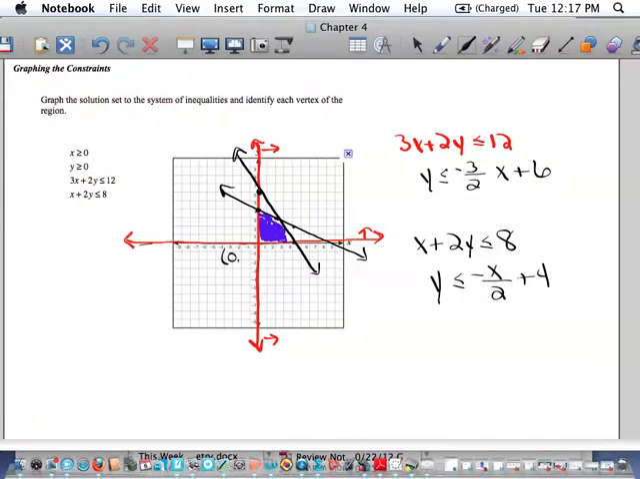I have one here at 0, 0, one at 0, 4, one at 4, 0, and then here at 2, 3. And the region in which we're going to find the system has a maximum or a minimum is going to be at these vertices, and we'll see that in just a few minutes, when we take a look at maximizing and minimizing. But first, let's take a look at writing the constraints for a system.